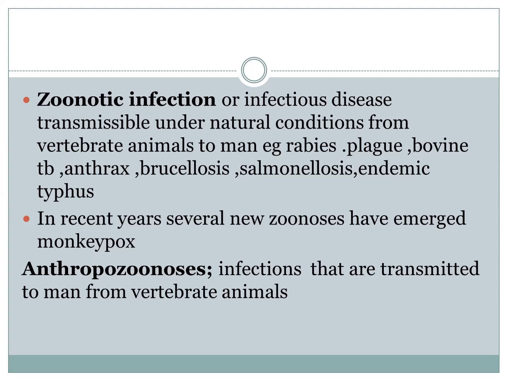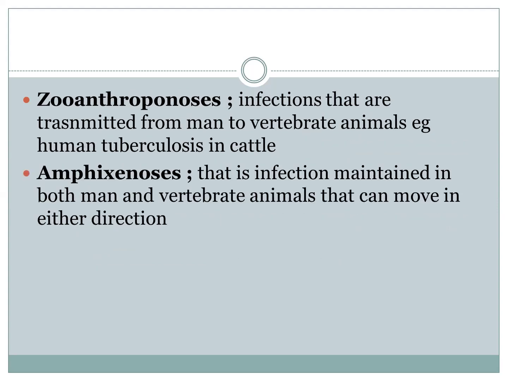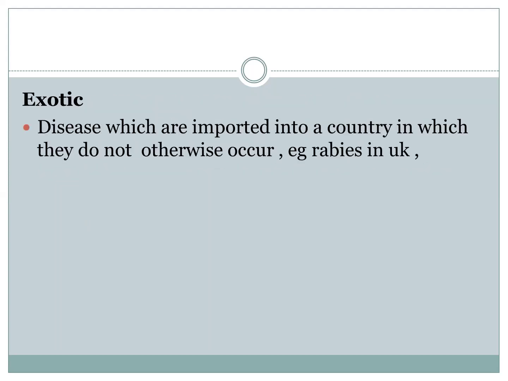Then zoonosis can be divided into anthropozoonosis which is infection that are transmitted to men from vertebrate animals, for example, rabies, or zooanthroponosis, that are diseases and or infections that are transmitted from men to vertebrate animals, for example, human tuberculosis in cattle, and amphixenosis, that is infection maintained in both vertebrate animals and men that can move in either direction. Then exotic diseases which are imported in a country otherwise do not occur.